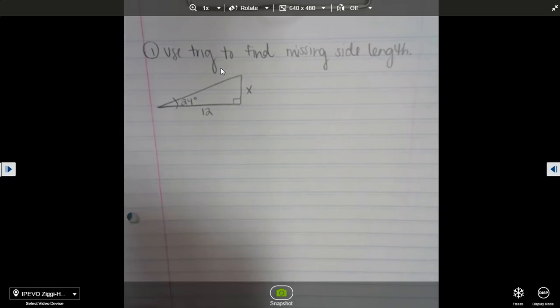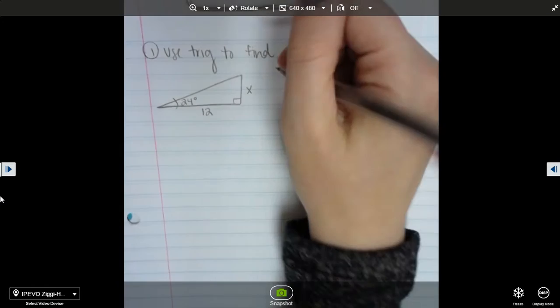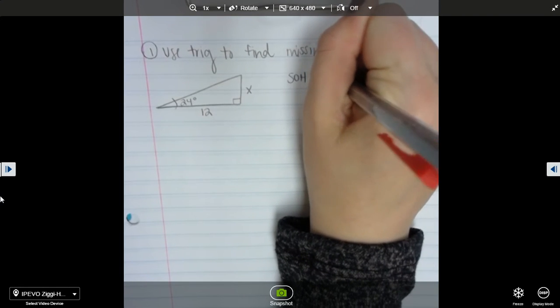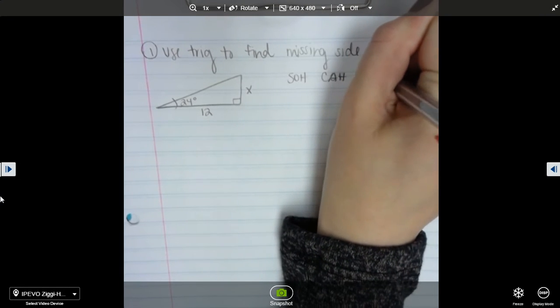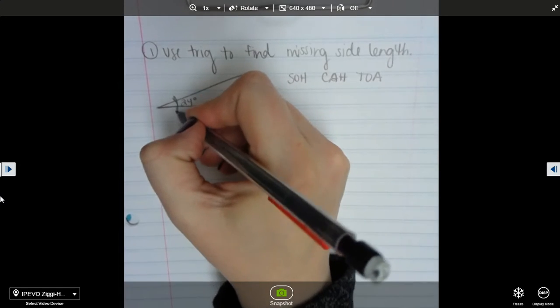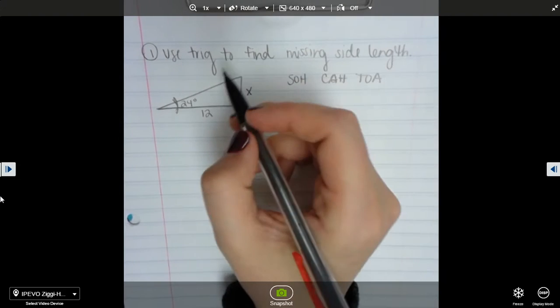Alright, so here we're going to use trig to find a missing side length. We're going to decide whether we want to use sine, cosine, or tangent, and we do that using SOHCAHTOA. So here, from 24's point of view, we would label the triangle.